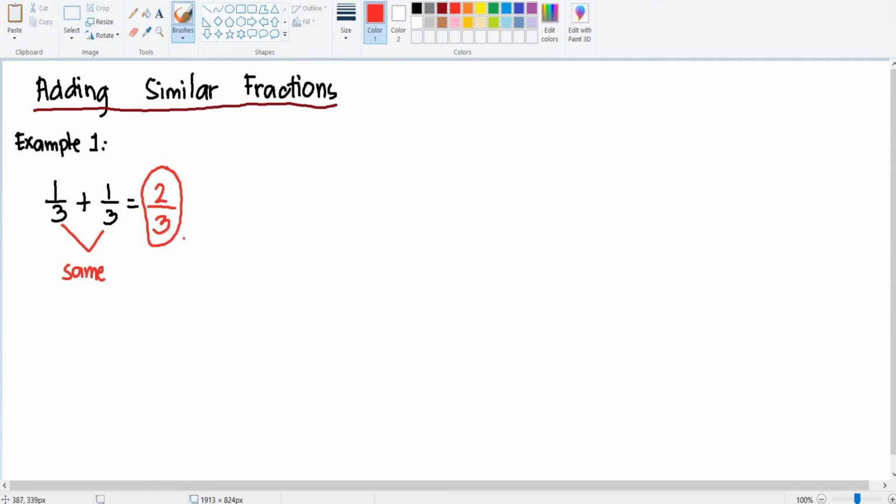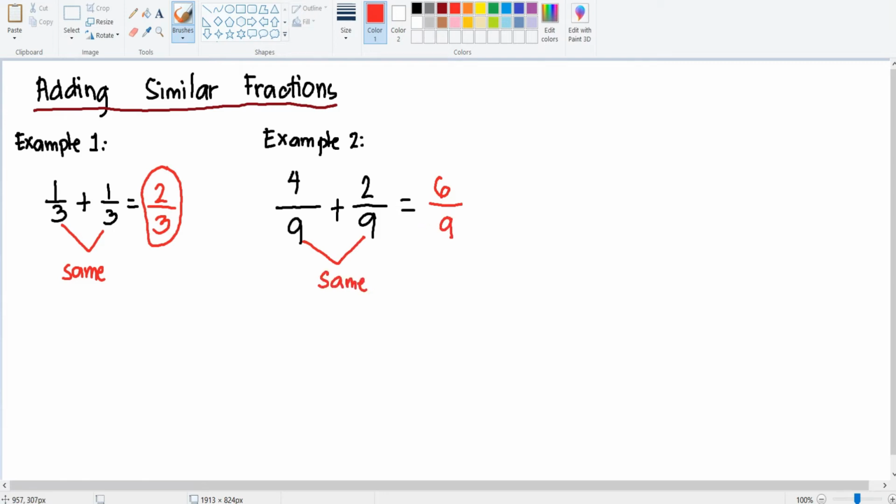Now let's have another example. Okay, for example, we have 4/9 plus 2/9. Now all we just have to do first is to add the numerator and numerator. So 4 plus 2, that is a 6. Now try to look at the denominator. They have the same denominator. Therefore, we'll just copy 9. Now try to look at our answer.